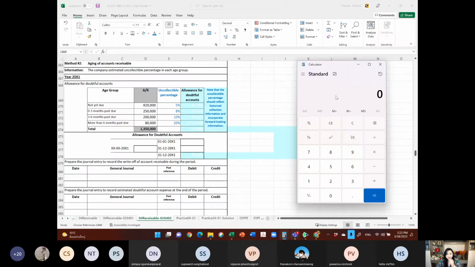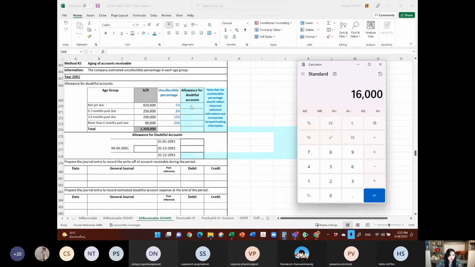All right, now for this, you take 820,000 and multiply that by the 5%. So for the first class, you get 41,000. You take that to the M plus. Then for the second age group, you take 250,000 multiplied by the 8%. So you get 20,000. You take that to the M plus again. Thirdly, you take 200,000 multiplied by the 10%. You're going to get 20,000. You take that again to the M plus. And then lastly, 80,000 multiplied by 20%, you take that to the M plus.